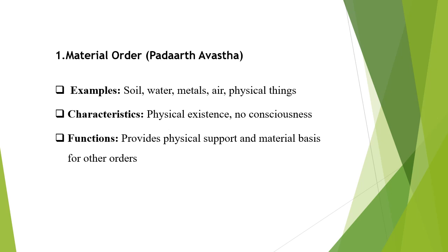For example, soil, water, metals, air. These physical things, whose characteristic is that they are present physically in nature, we also call the material order. What are the functions? They provide physical support and a material basis for other orders.